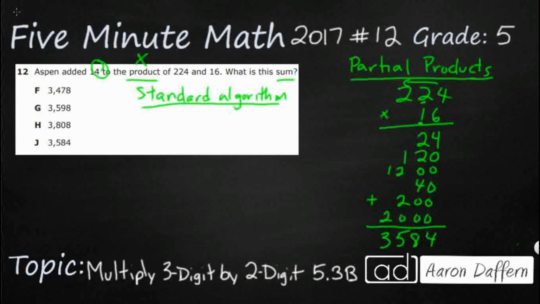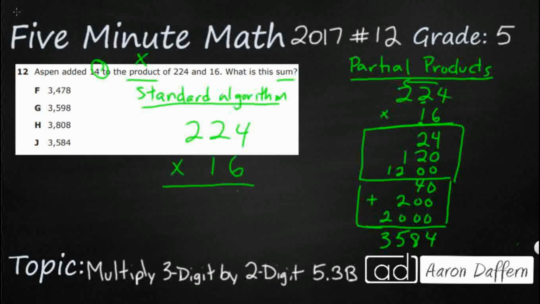Let's look at the standard algorithm, because what it does is it really takes two different chunks, this first chunk and this bottom chunk, and it kind of combines them. 224 times 16. This is a little bit quicker way to do it. So we're going to say 6 times 4 is still 24, like that first row, but we're actually just going to carry that 2 because we can only put one digit down there. So 6 times 2 is 12. And so we're going to say 12, and we're going to add the 2 back in. That's going to be 14, but we can still only put one digit down there.